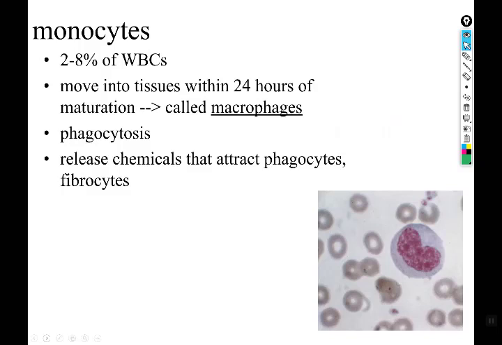So these guys release chemicals that attract both phagocytes and fibrocytes. So another way to say this word is fibroblast. So remember, these guys are attracted to damaged tissue, and they're going to clean up cellular debris and other damaged stuff. And if you have damaged tissue, that implies that you're going to need to replace it, right? So it makes sense that these cells would attract fibrocytes as well to start filling in the gaps where the damaged tissue used to be.